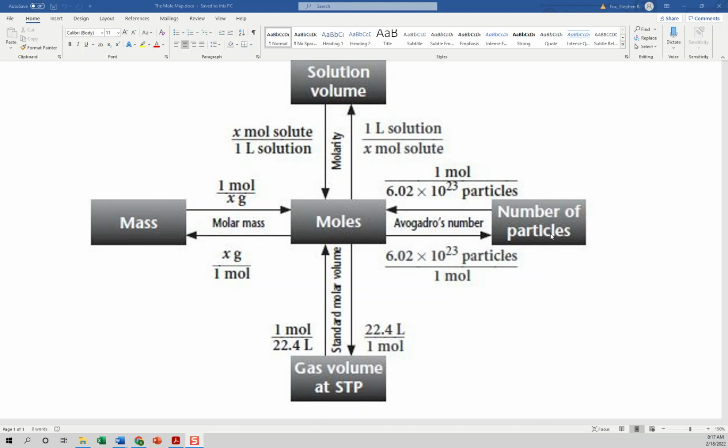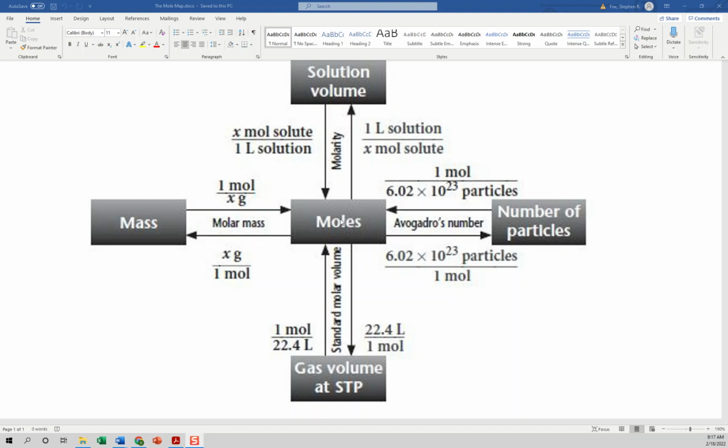Is my particle an atom? Okay, is my particle a molecule? Is my particle a formula unit? Is my particle an ion? We've got to make sure we know whatever substance we have, what we call the smallest unit of that substance, right?